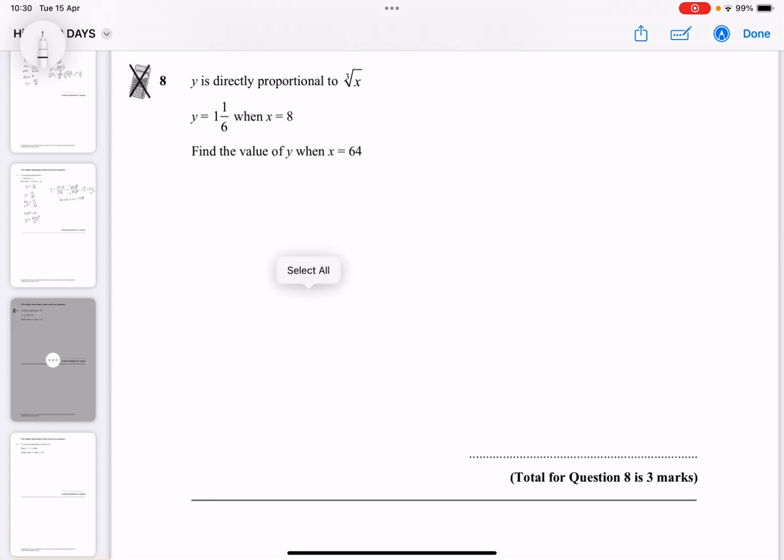Next question: y is directly proportional to the cube root of x. So y equals k times the cube root of x.